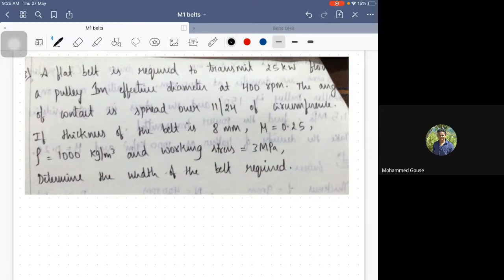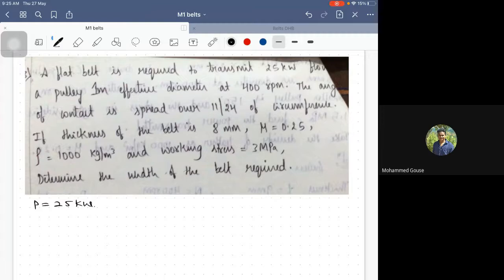So this problem is again a similar thing, but a little bit. It's all our basic level problems. The flat belt is required to transmit a power of 25 kilowatts. So P is given here, 25 kilowatts. Very good.